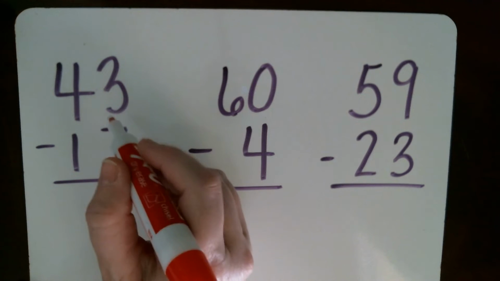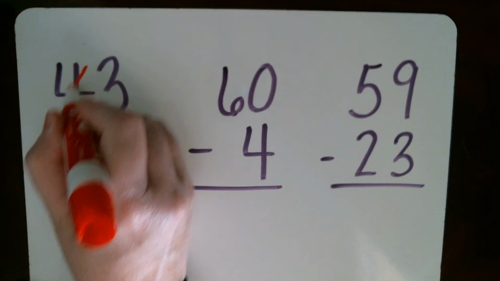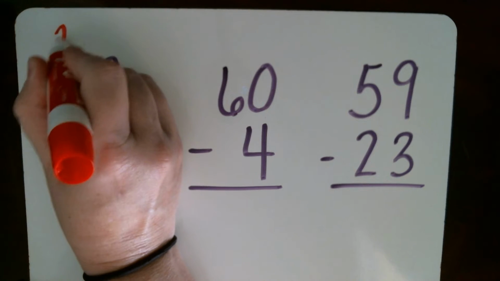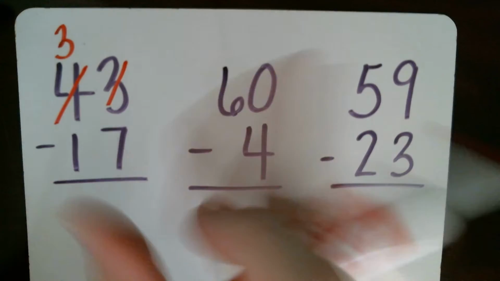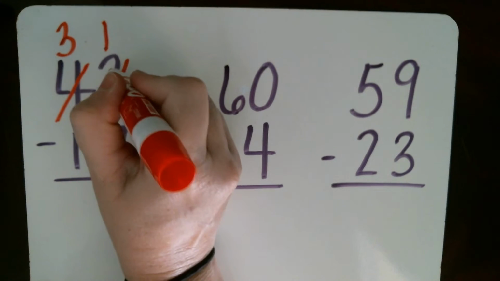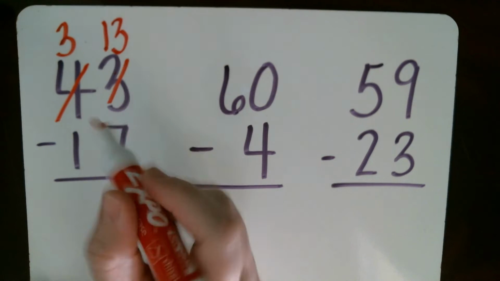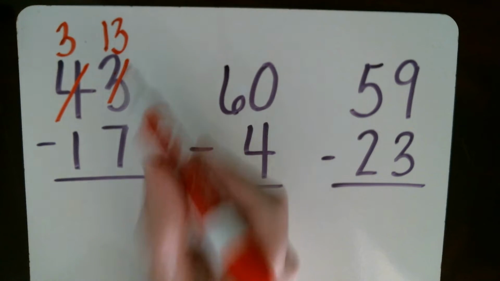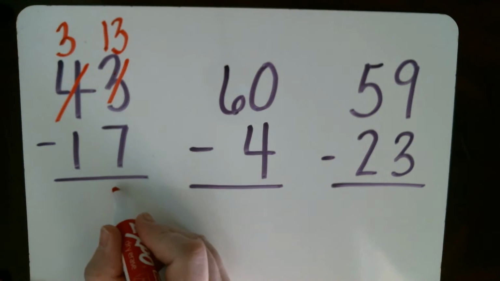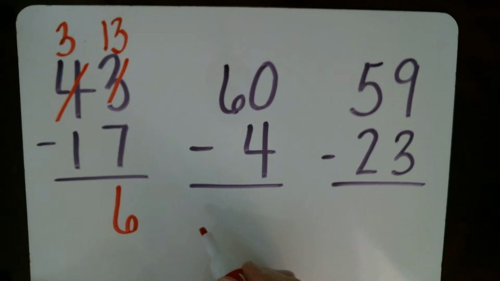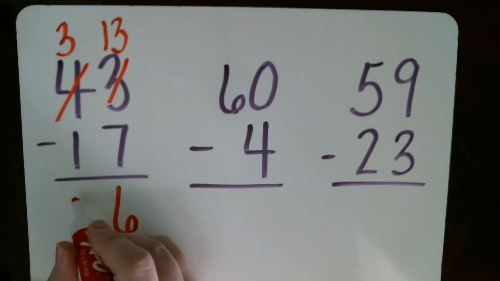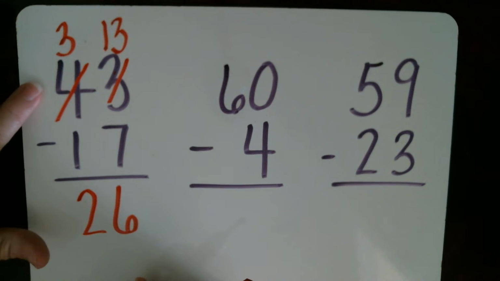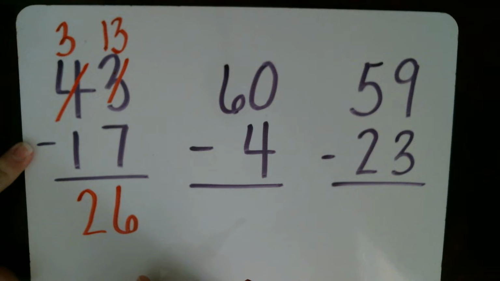No, 3 is smaller. So I have to go next door, get a 10, and I bring it over to the ones place. Remember, I take that 10 and I break it into 10 ones, and then I already had 3 ones there. So I have 13 ones minus 7 ones is 6 ones. Now I can subtract my tens. 3 tens minus 1 ten is 2 tens. 43, if I take 17 away, I'm going to have 26.